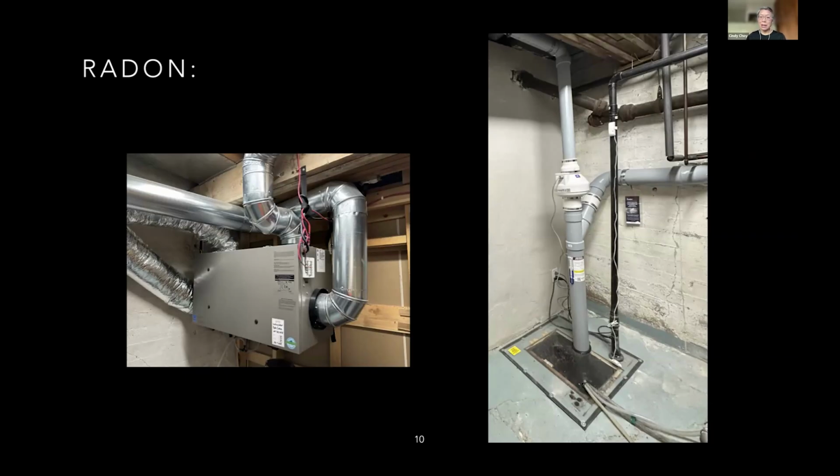Radon can be partially mitigated by installing a heat recovery ventilator, which at least exhausts and diffuses some of the air that's in your house and reduces your exposure. That is the photo on our left. And then the photo on the right shows the radon mitigation system that we were in the end able to do.